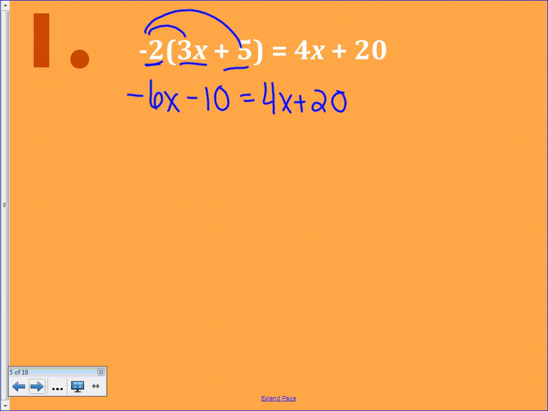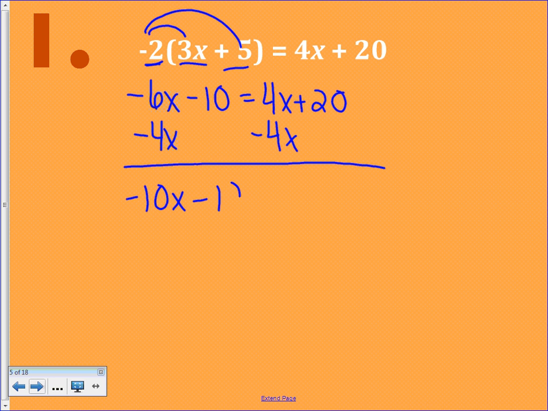Now we are done with step number 1, I'm sorry. Now we need to go on to step number 2. We need to get both of our variables to the same side. So I want to bring this 4x over to the other side. I notice that it's a positive 4x. So I'm going to go ahead and subtract 4x from both sides. When I do that, I get negative 10x minus 10 is equal to a positive 20.